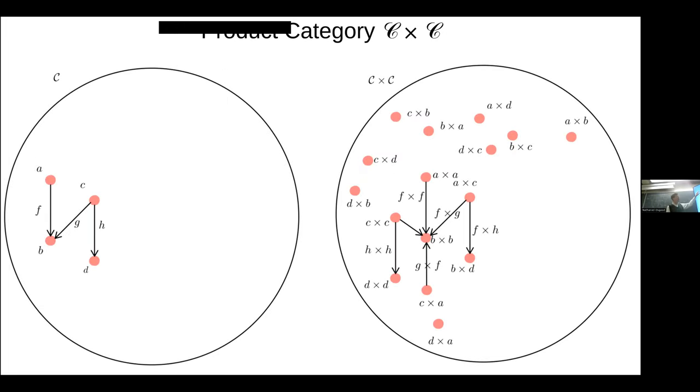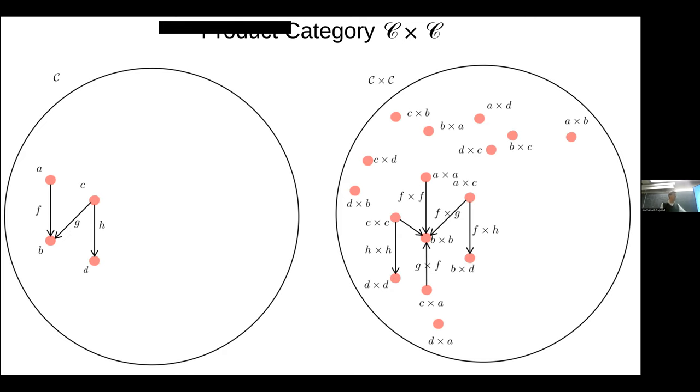So let me give you a sense of what this is. I'm going to show you here not C cross D in general, but C cross C. Imagine this is C. We have objects and we have morphisms. What does C cross C look like? Remember, what did I say were the objects in a product category? They are products of objects in the source categories, here C and C. So they're all pairs, like AA. So AA is here. There's A with B, and AB is the whole thing. A cross B, et cetera.